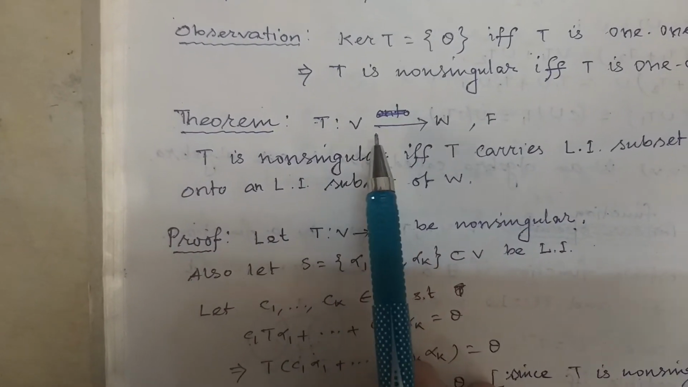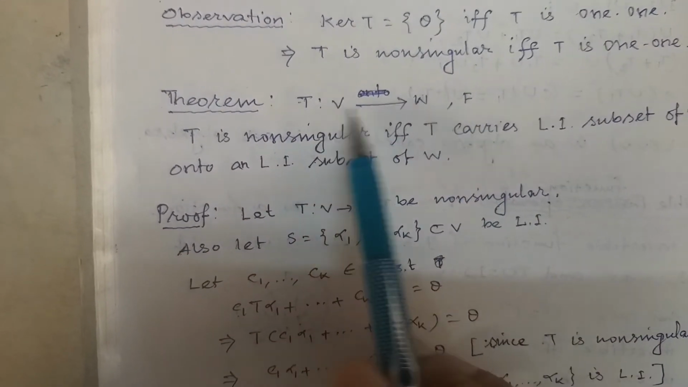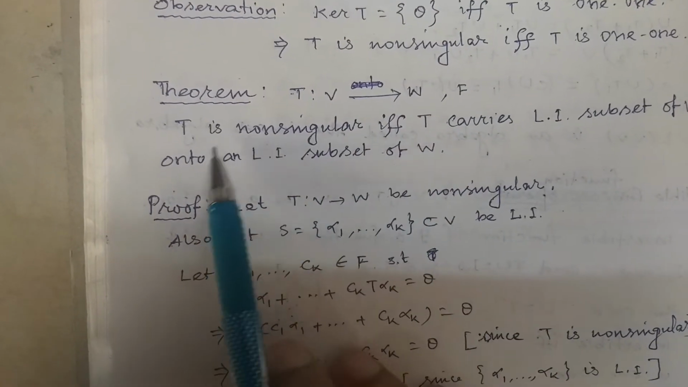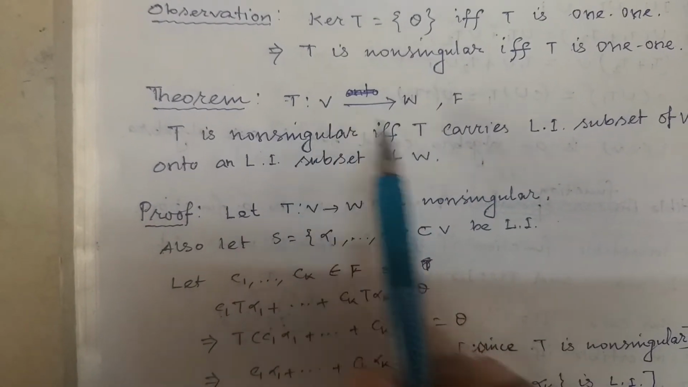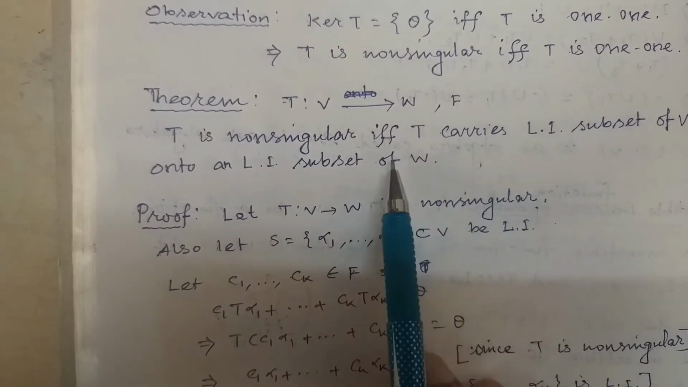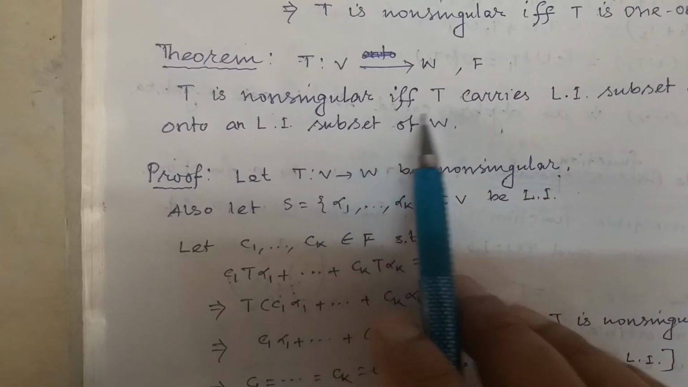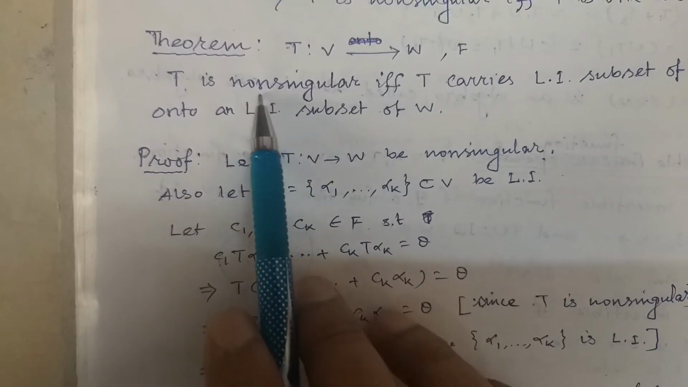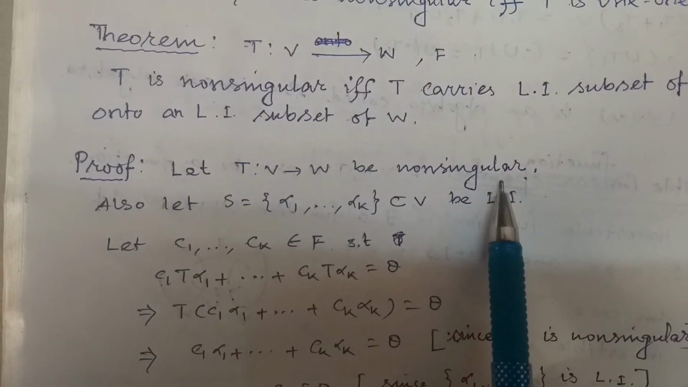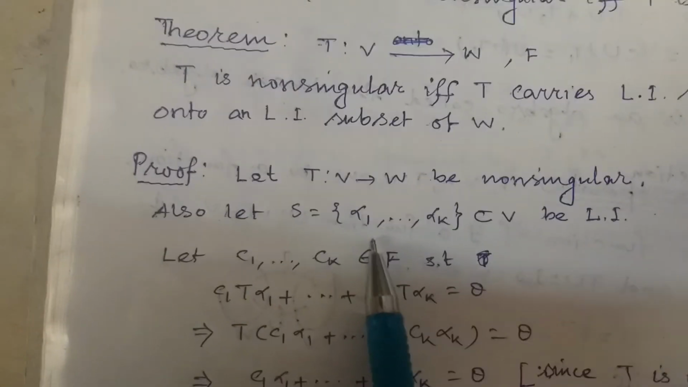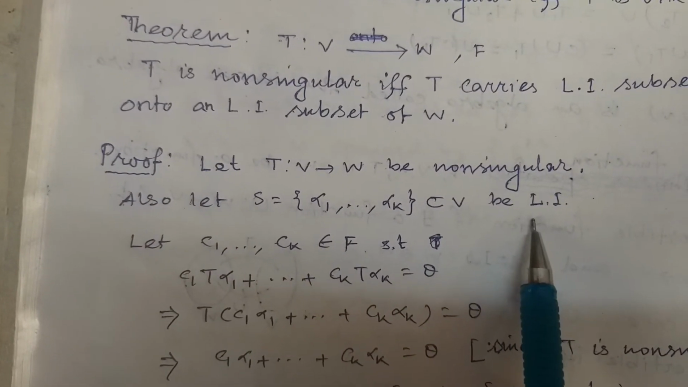Next we have a theorem. Let T be a linear transformation from V to W, where V and W are vector spaces over the field F. T is non-singular if and only if T carries a linearly independent subset of V onto a linearly independent subset in W. Since it is an if and only if condition, first we assume that T is non-singular. So let T from V to W be a non-singular linear transformation, and let S equal to alpha 1 dot dot alpha k, a linearly independent subset of V.